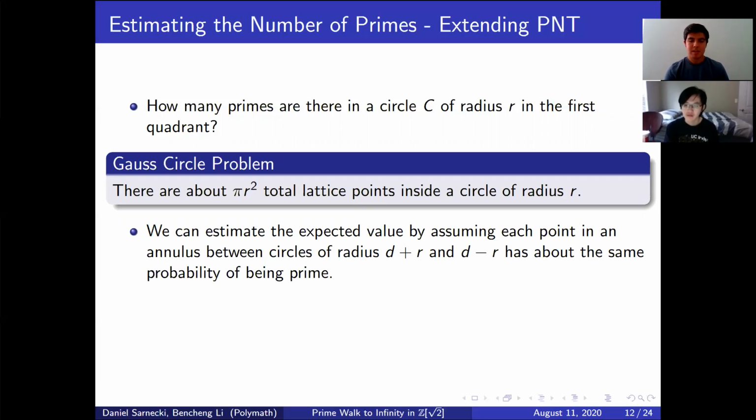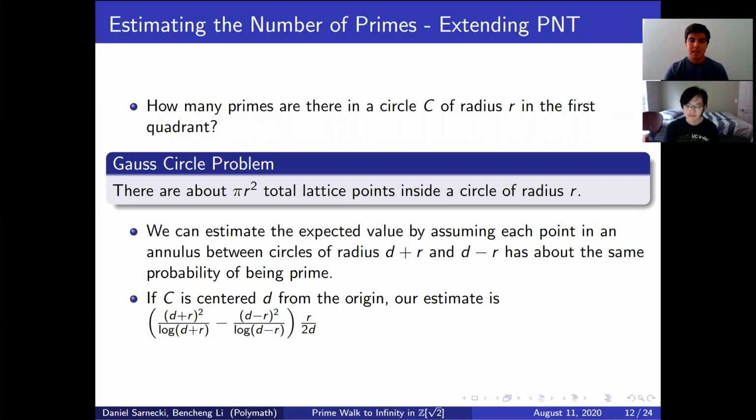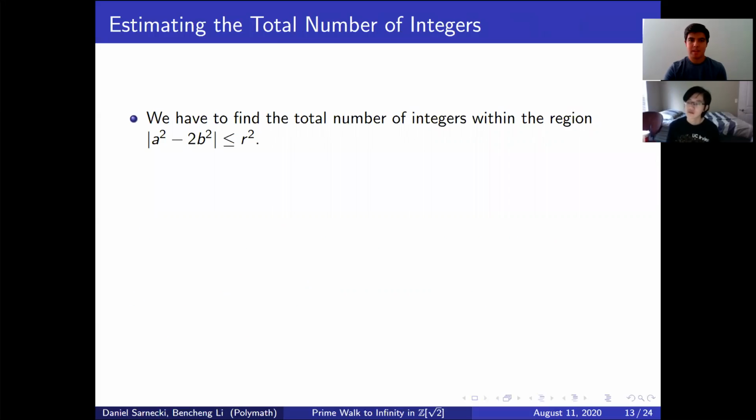We can estimate the expected value by assuming each point in an annulus between circles of radius d plus r and d minus r has about the same probability of being prime. Then we have our estimate that if C is centered d from the origin, our estimate is this number you see right here. To calculate this number, we just use the prime number theorem for Gaussian integers, found a probability, and then just did a simple expected value multiplication in order to get this number right here.